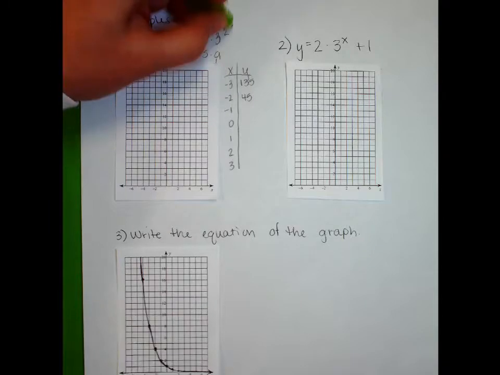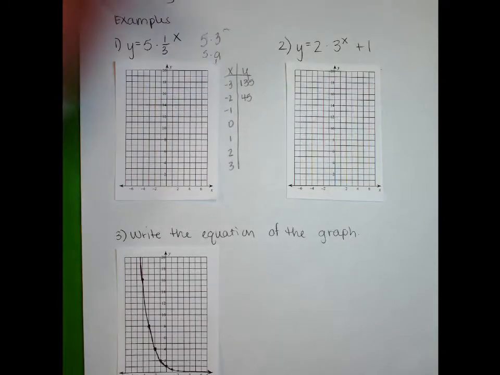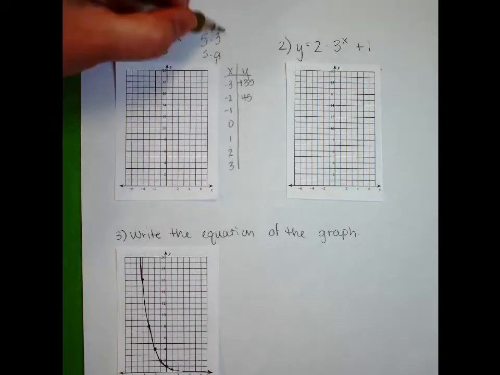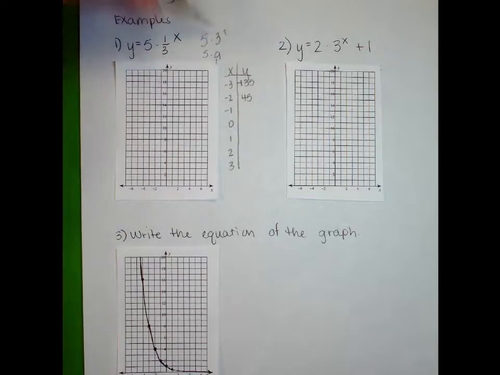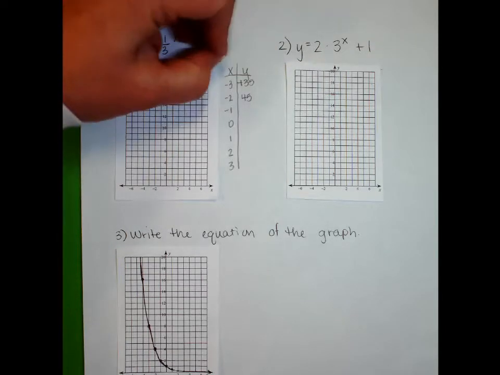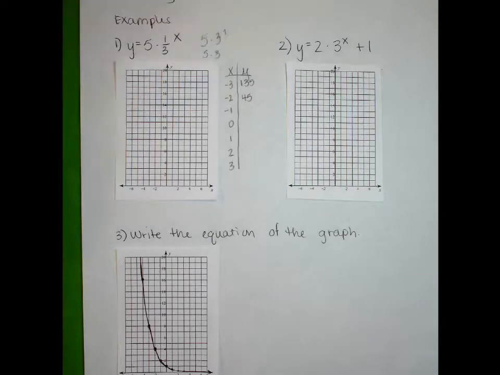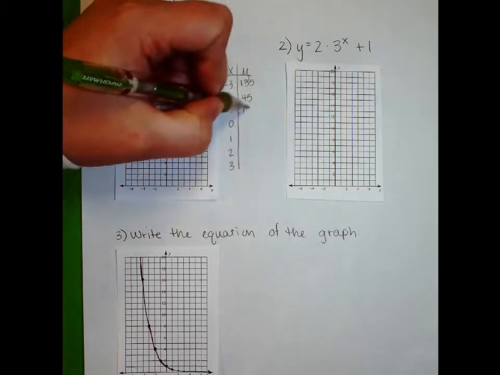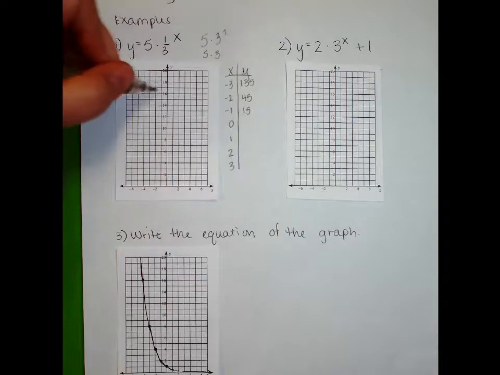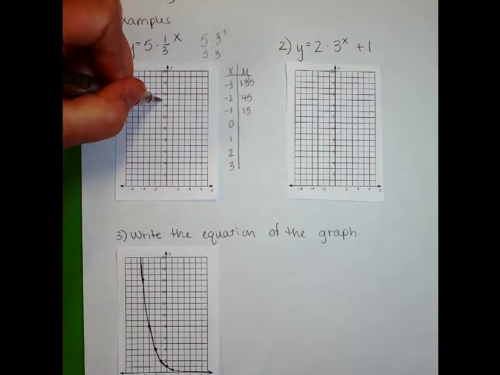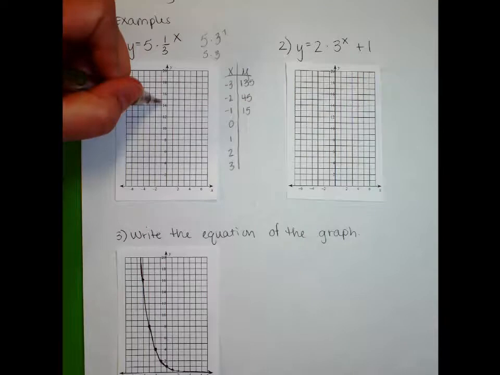So let's try -1. So the negative means take the reciprocal of 1/3 and we get 3. So now we have 5 times 3, which equals 15. That will fit on our graph, so let's plot it. So we go over on the x-axis to -1 and up on the y-axis to 15.